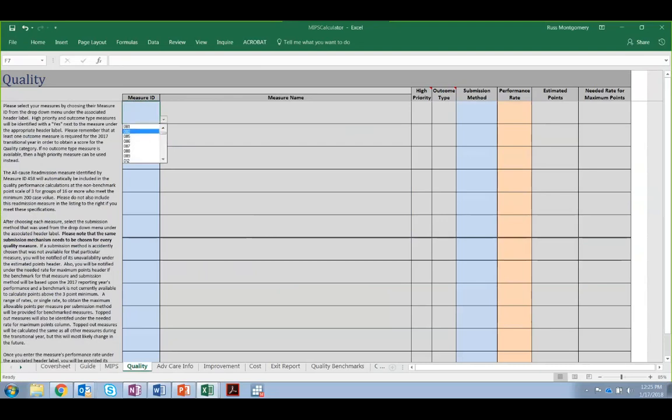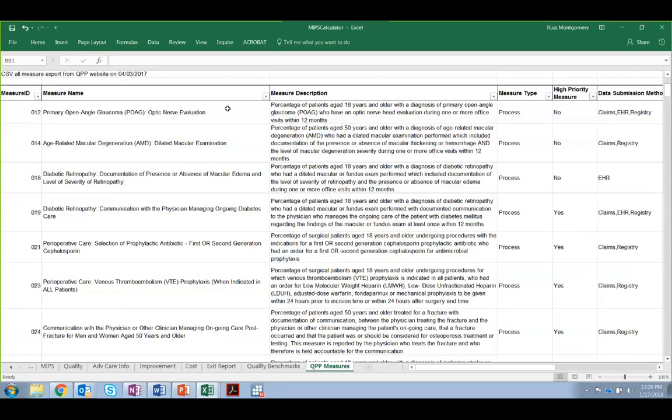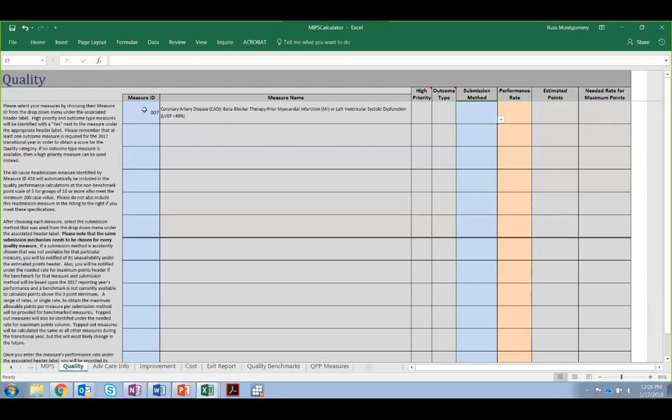So I'm going to just select some random measures here. Again, you'll want to choose measures that you have the data to report through EHR or through another mechanism. It's really up to you what you choose to report. So you choose the measure ID, and there is a reference table here on the last tab for all of the measures that are part of the quality category. And so you can see this as a reference. So you select the number, it will populate the measure name here, and then you can select the submission method. So I'm going to select EHR, and for this particular measure, I'll put a performance rate here.